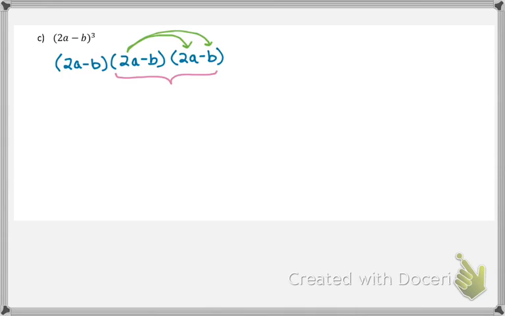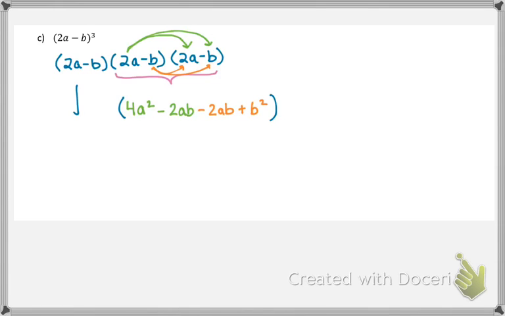So 2a times 2a, that's going to give me 4a squared. 2a times negative b, so that's negative 2ab. And then I'm going to multiply the negative b through. So that's going to give me negative 2ab again, and then positive b squared. Negative b times negative b is positive b squared. And notice that these do not cancel out. They are not opposites, but I can combine like terms.